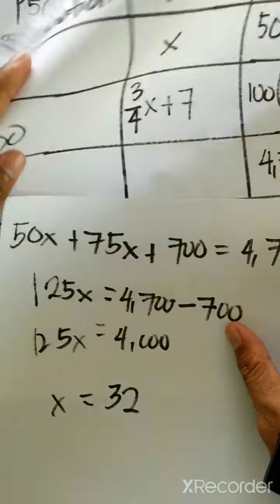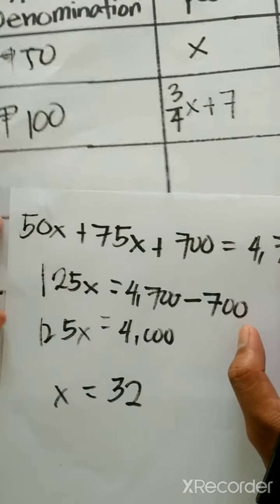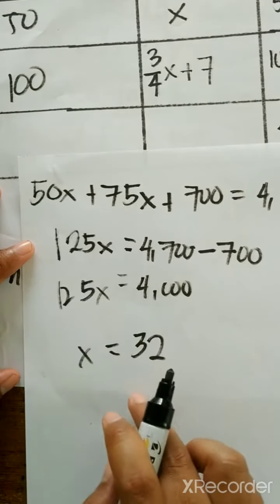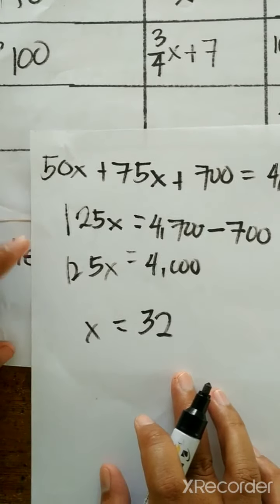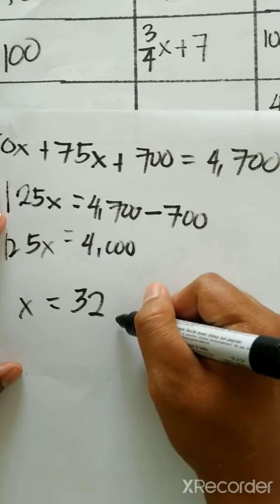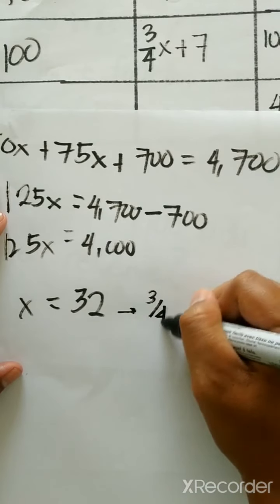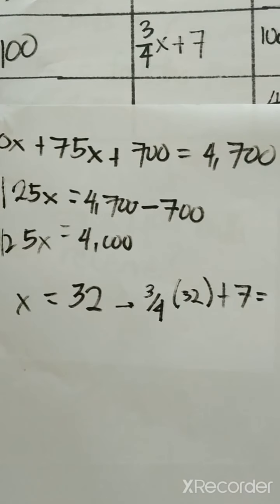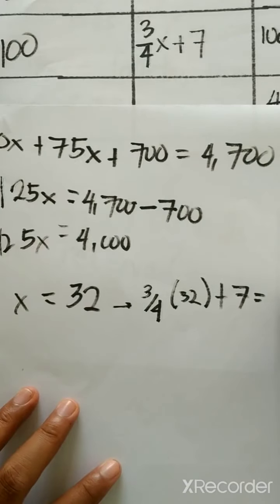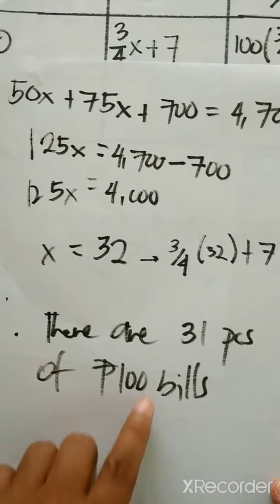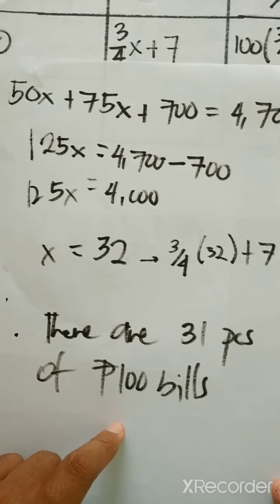The question was how many 100 peso bills are there? Our x here stands for the number of 50 peso bills. There are 32 50 peso bills. So to find our 100 peso bills, we're going to substitute 32 for x, which would give us 31. Therefore, there are 31 pieces of 100 peso bills.